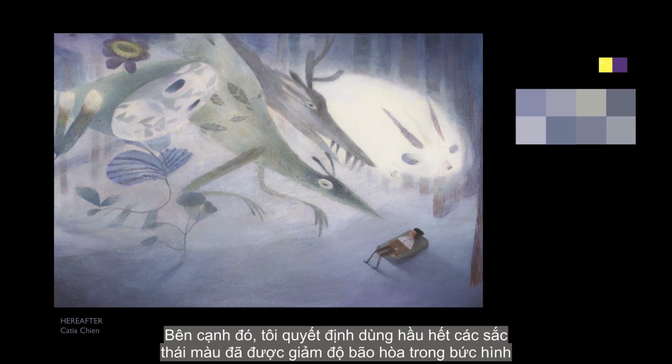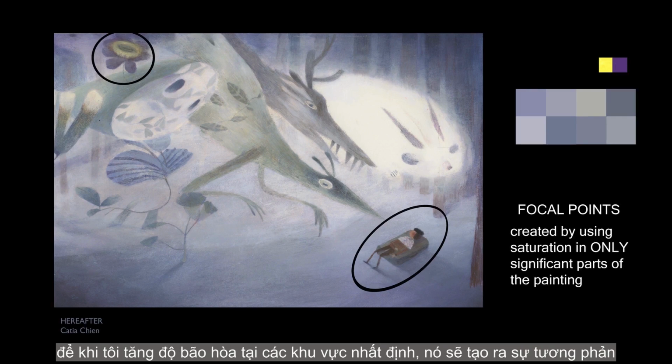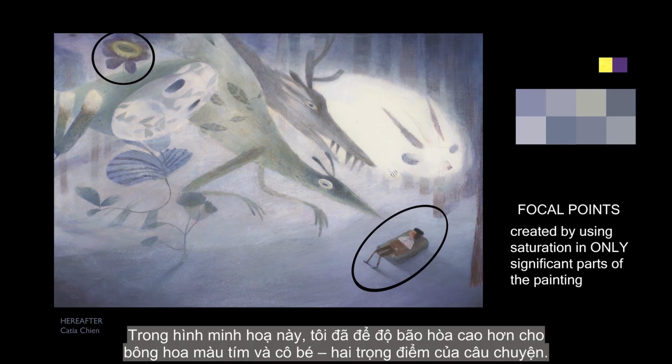Also, I decided to use mostly desaturated colors in the image so that when I do add saturation to certain areas, it creates contrast and therefore a focal point to guide the reader's eye and help them to understand the meaning of the painting. In this example, I wanted to have more saturation in the purple flower and the girl, both of which are significant to the story.